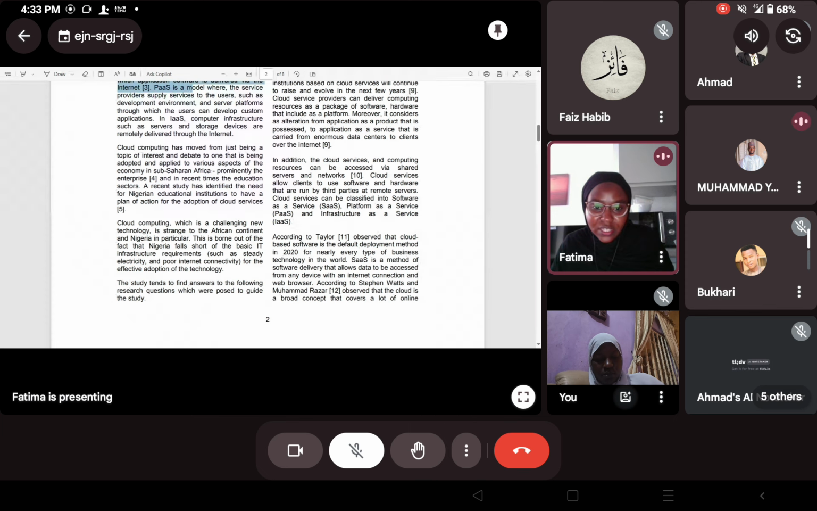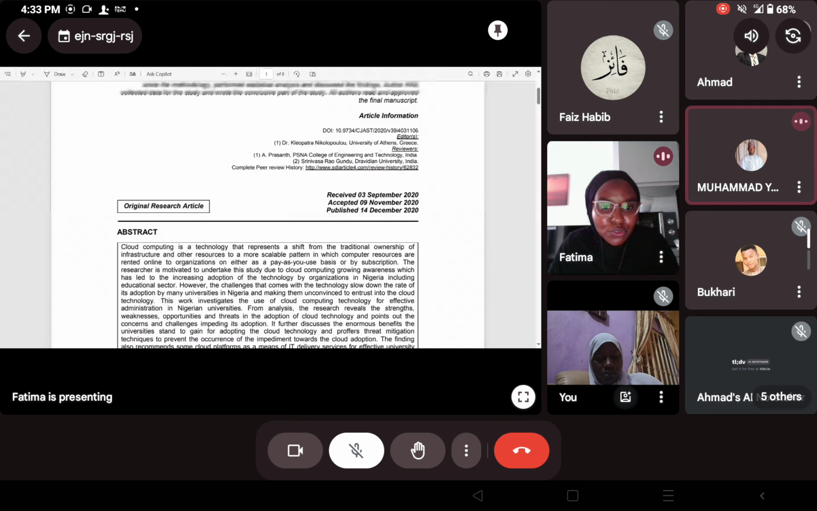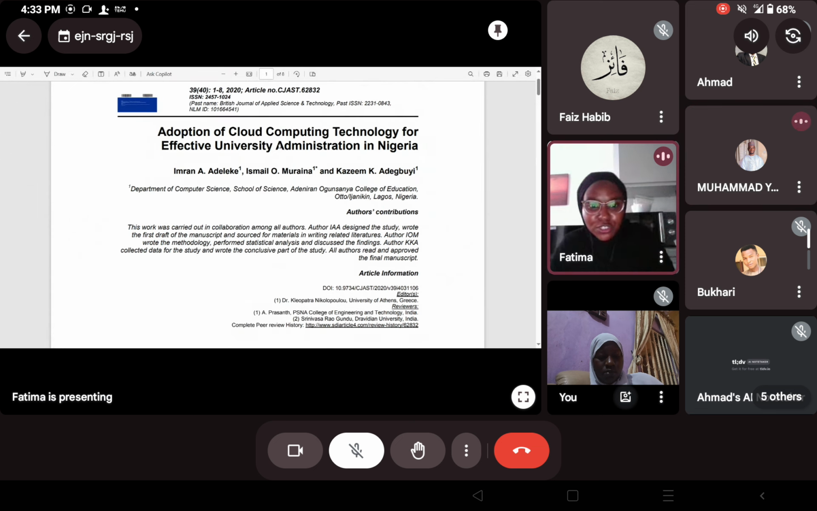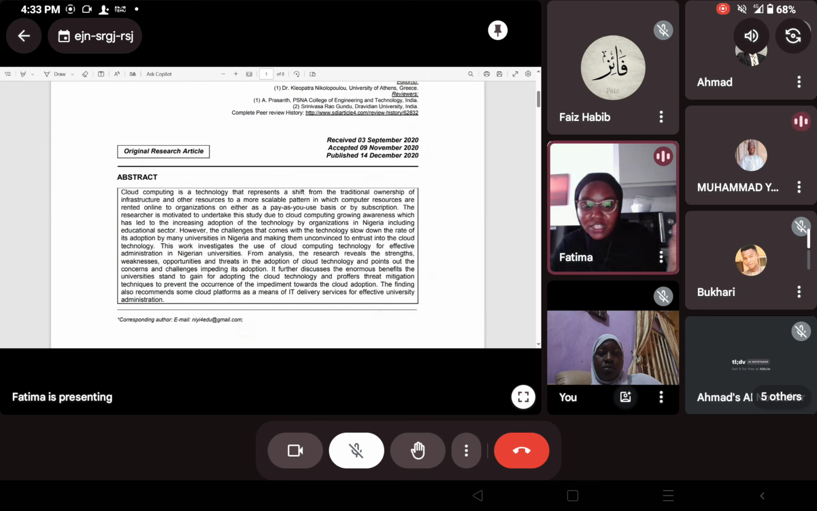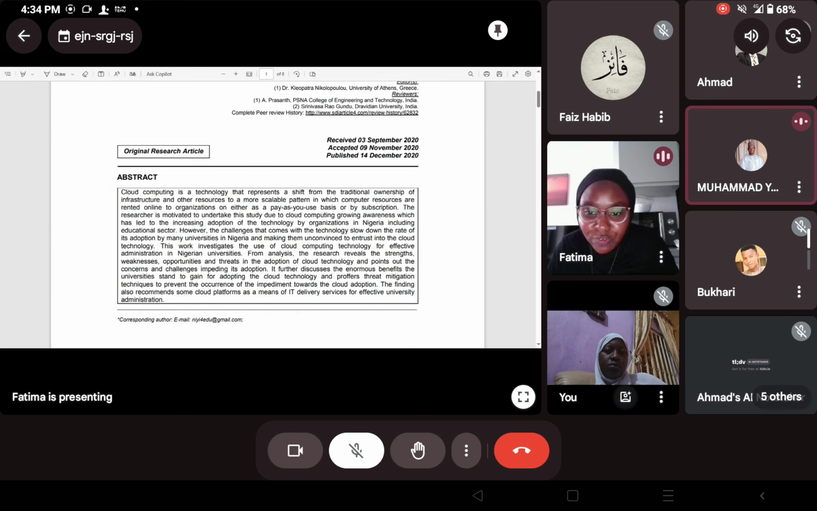You understand? For example, yes. You quote this document saying, according to a study by Imran, Adeleke, Ismail, and others, they conducted an analysis of cloud adoption, and their study revealed strengths, weaknesses, and opportunities in the Nigerian context. And then you quote another study and say maybe this study, after conducting an analysis of the adoption, went ahead to profile threat mitigation techniques.